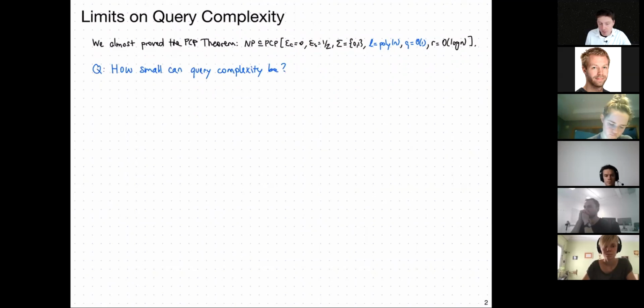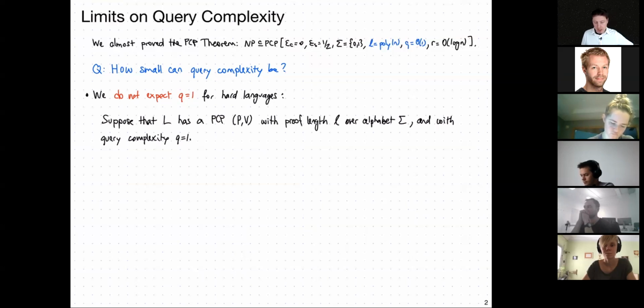And you could ask, look, how small can the query complexity be? Like, for example, could it be 1? Could it be 1 query? So let's just do a quick proof that we do not expect to see interesting PCPs with query complexity exactly 1. Or I don't mean O of 1, I mean literally 1. So suppose that some language has a PCP with some proof length over some alphabet, and it has query complexity 1.